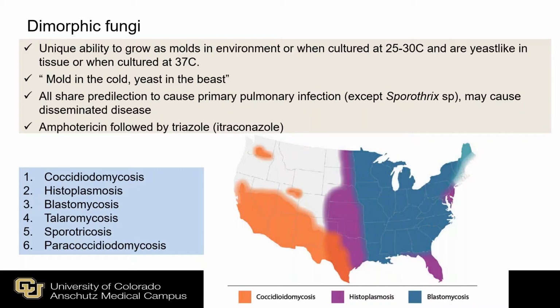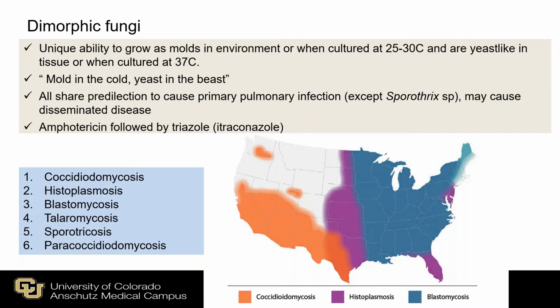When I teach my fellows this, I tell them there's an easy way to remember it. Mold in the cold, meaning they'll have the filamentous hyphal forms in the cold, and yeast in the beast, meaning us. So inside the human body, they take on the yeast form.